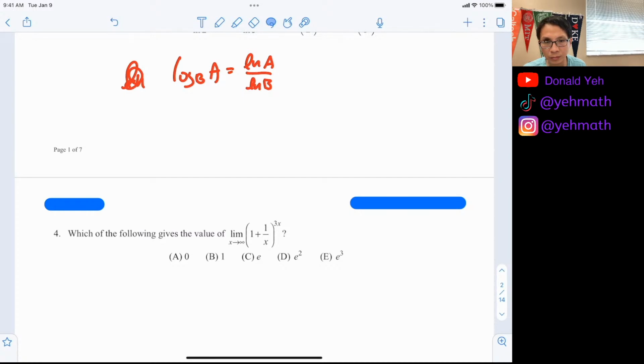Wait, it'd be natural log. Oh no, we can't do 1 to the infinity, right? Natural log of what? This is e. This is e. For number 4? Yes. Don't you recognize the 1 plus 1 over x?